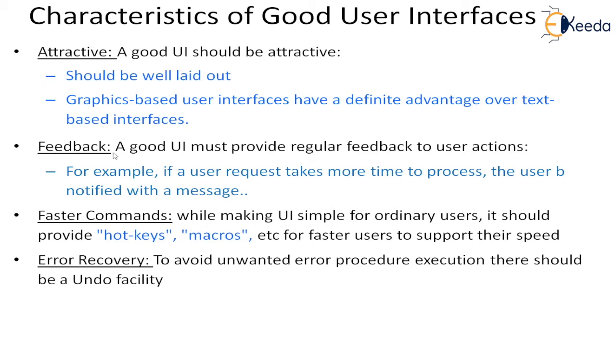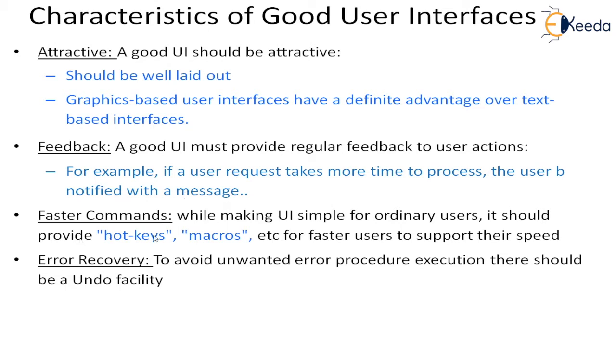Then feedback. A good user interface must provide regular feedback to the user's actions. Suppose, for example, a particular system is slow, then it should give feedback. Otherwise, the user will not understand what is happening, because there is no response from the system. So when there is a difficulty, the system should tell the user that this process is on, or that this will take so much time. Messages like that should come.